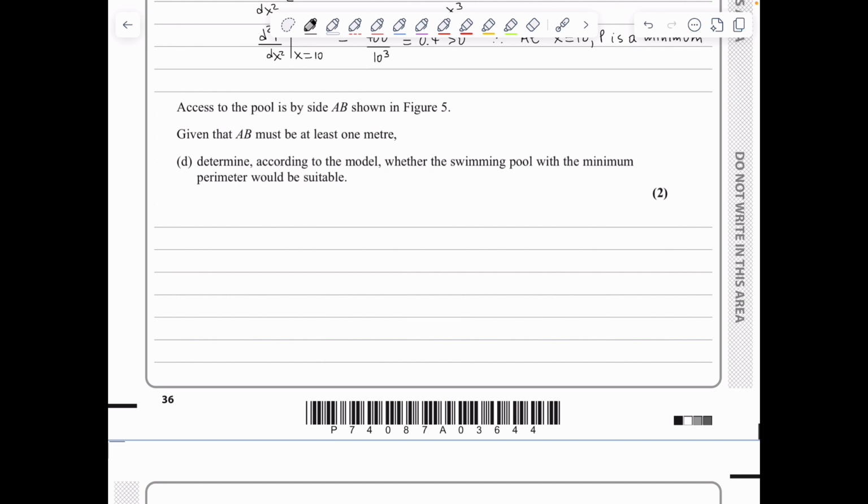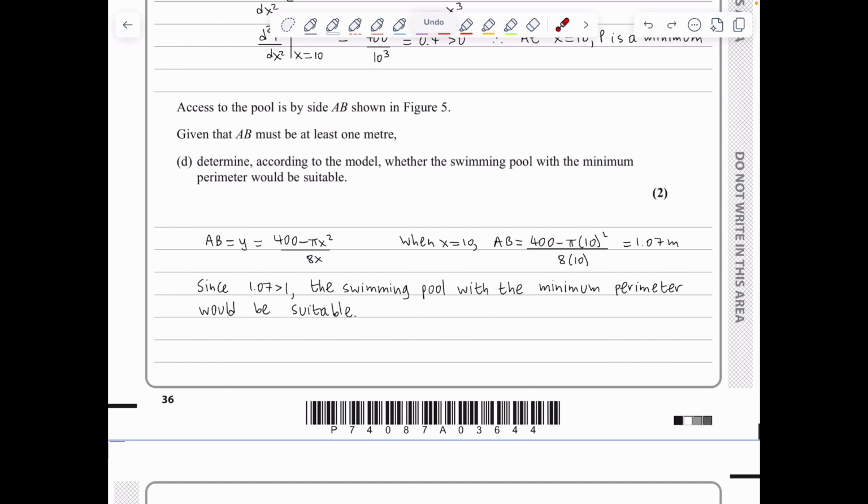So let's start by stating that AB is equal to y, which we found to be equal to (400 minus pi x squared) divided by 8x. So when x is equal to 10, we get that AB is equal to (400 minus pi times 10 squared) all divided by 8 times 10. This gives an answer of 1.07 meters. And therefore we simply state that since 1.07 is greater than 1, the swimming pool with the minimum perimeter will be suitable.